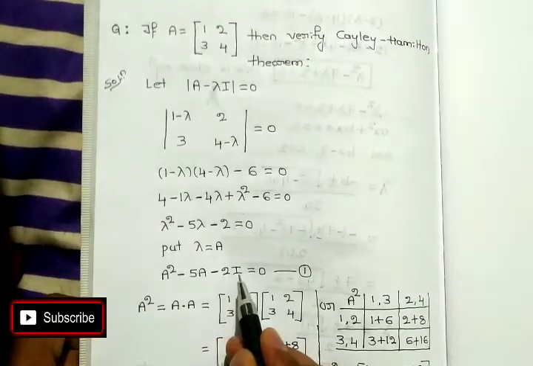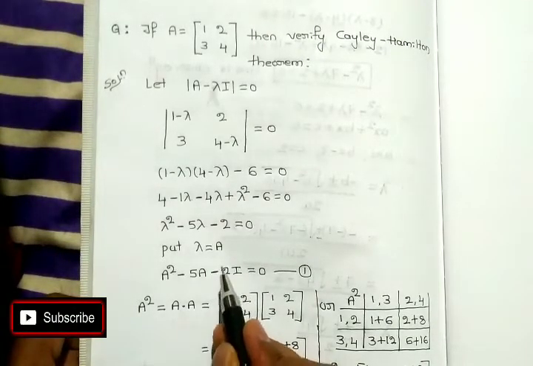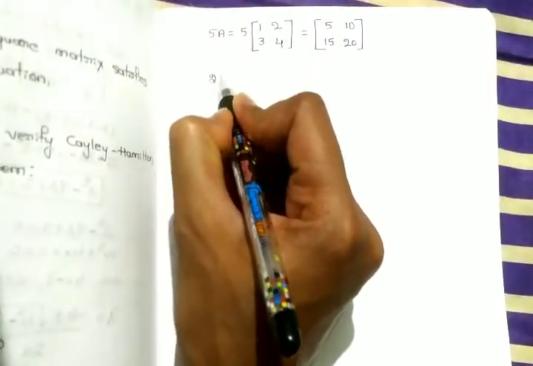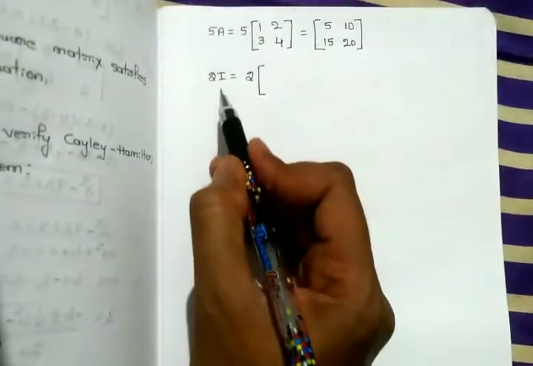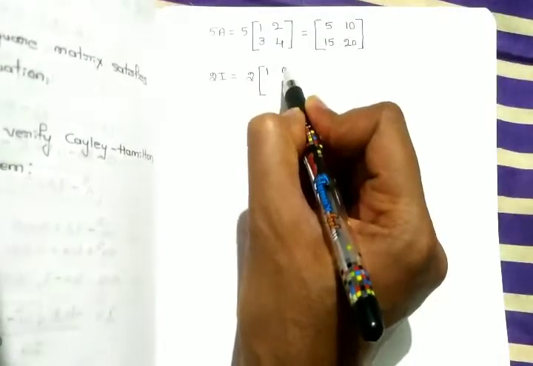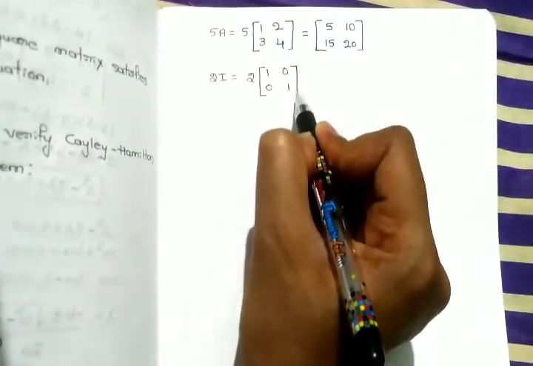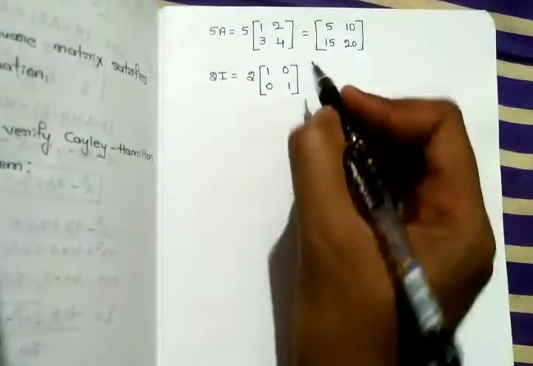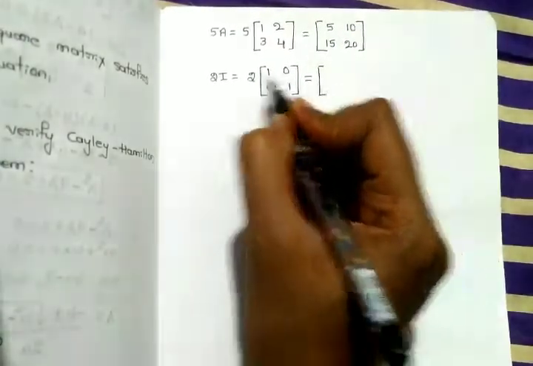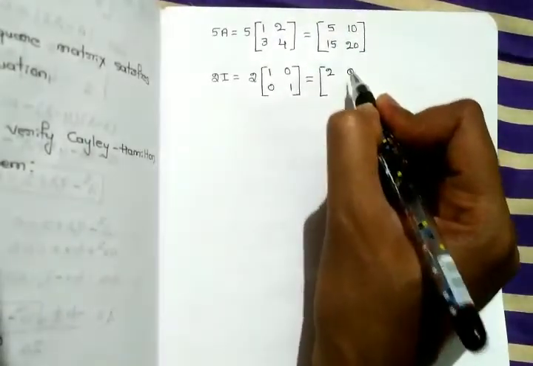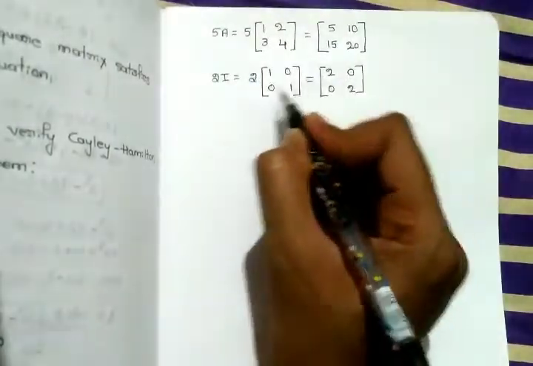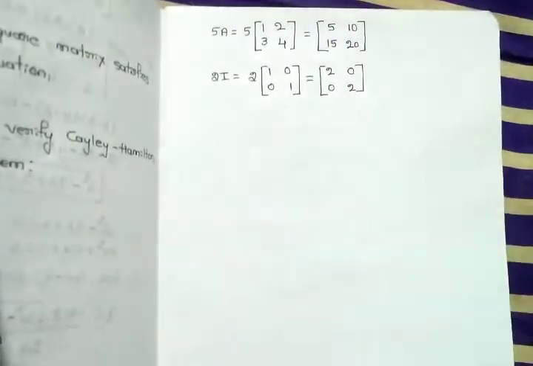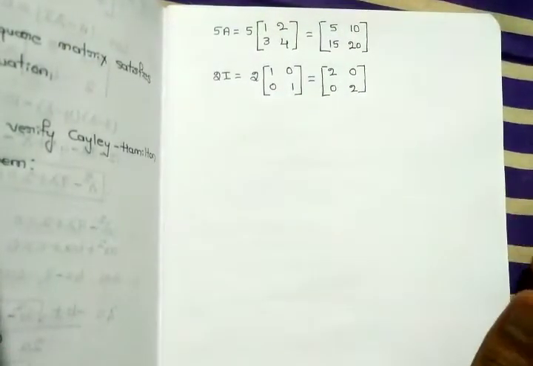So now you got the A square value, you got the 5A value, and the last one you need to find is 2 into I. Don't consider the negative sign again, only find the 2 into I value. So 2I is equal to 2 into I, which means which matrix here? Identity matrix, 1 0 0 1. Correct? Identity matrix means 1 0 0 1. So now multiply: 2 into 1 is 2, 2 into 0 is 0, 2 into 0 is 0, 2 into 1 is 2.